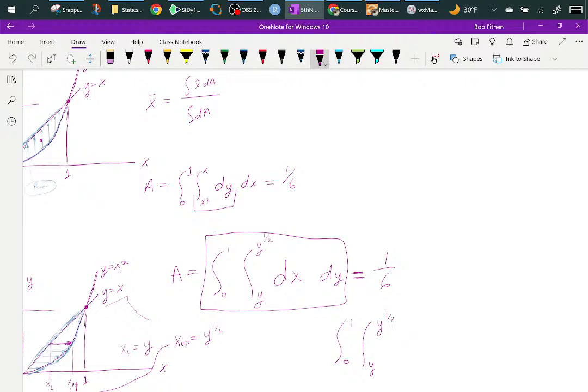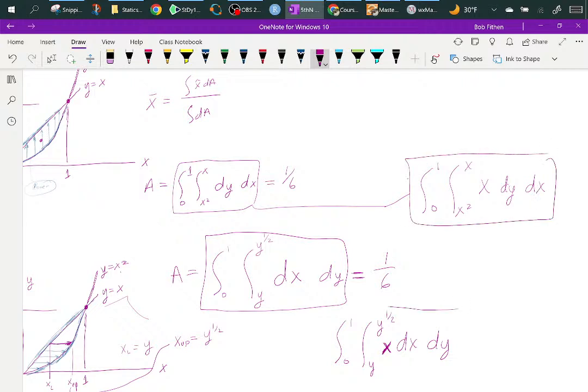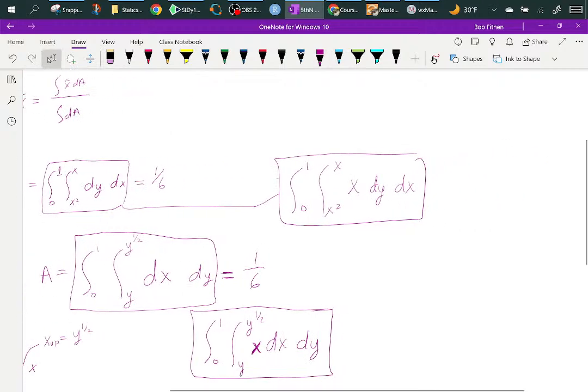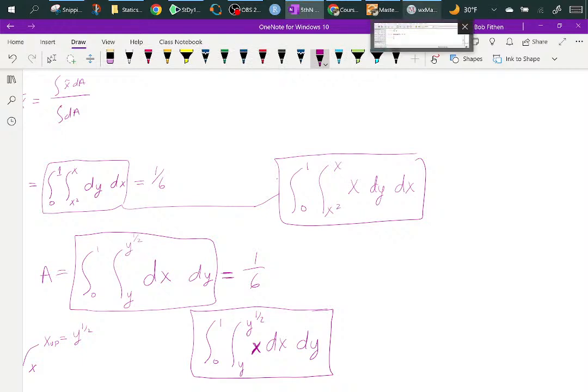Hang on. Dx, dy, and lo and behold, I forgot to put my x in there. So here's my x. I'm going to do the same thing over here. I'm going to copy this, and I'm going to stick the x in there. Okay, so I just carry out these two integrals and see what I get. Again, I should get the same number because it's the same thing, but we need to really know that.